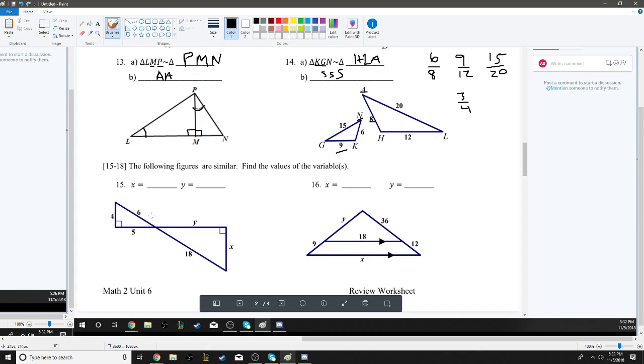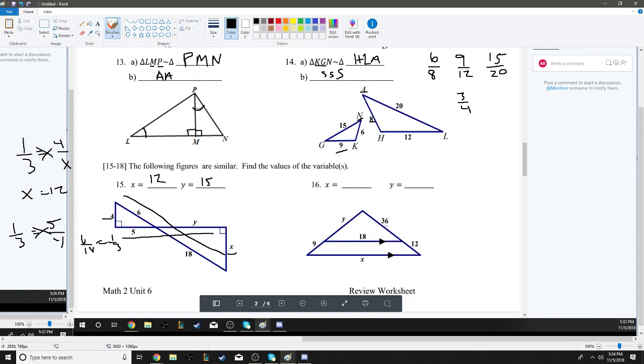So find the following variables. Remember, if they're connected by the straight line, those are the corresponding sides. So we have 6 over 18, which reduces to 1 over 3. So we get to set up a couple of proportions. I went left to right. So 1 over 3 is equal to, left to right, 4 over x. Cross multiply, and you get x equals 12. And then you also have 5 to y. 1 over 3 equals 5 over y. Cross multiply, and y is 15.